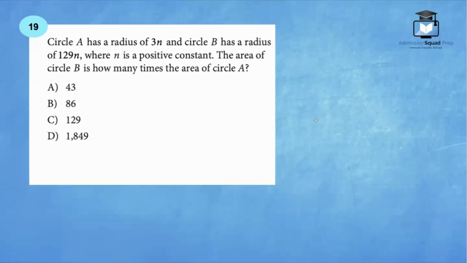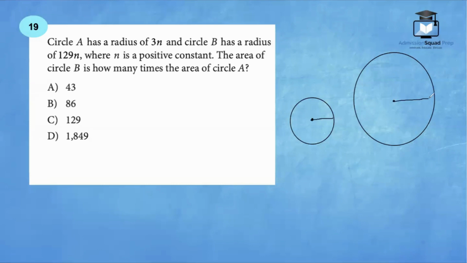The area of circle B is how many times the area of circle A? Let's set it up. I love to draw a diagram when it comes to geometry problems because it helps me to see exactly what's going on. So we are going to draw two circles and represent the radii. This first one is going to be circle A, and it has a radius of 3n.